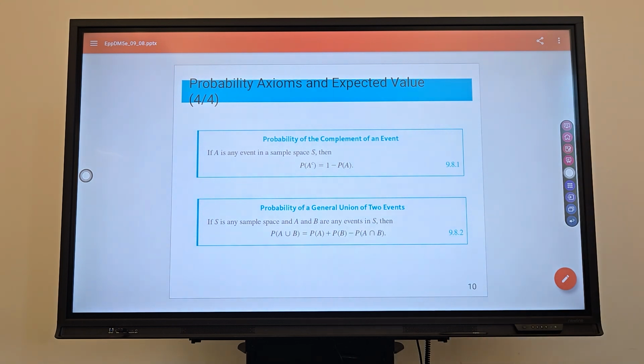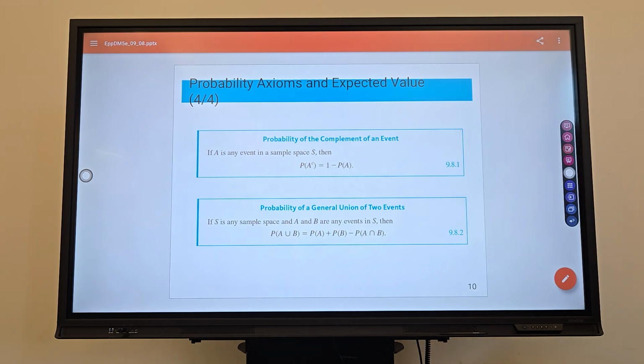So the probability of the complement of an event: if A is any event in a sample space S, then the probability of the complement of A equals 1 minus the probability of A. And the probability of a general union of two events: if S is any sample space and A and B are any events in S, then the probability of A union B is the probability of A plus the probability of B minus the probability of A intersect B.